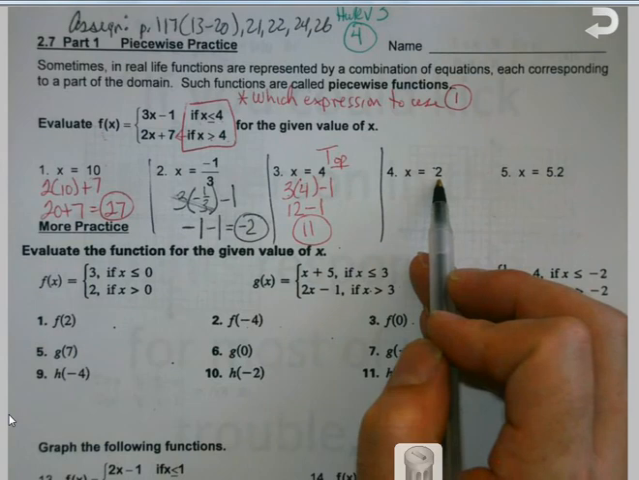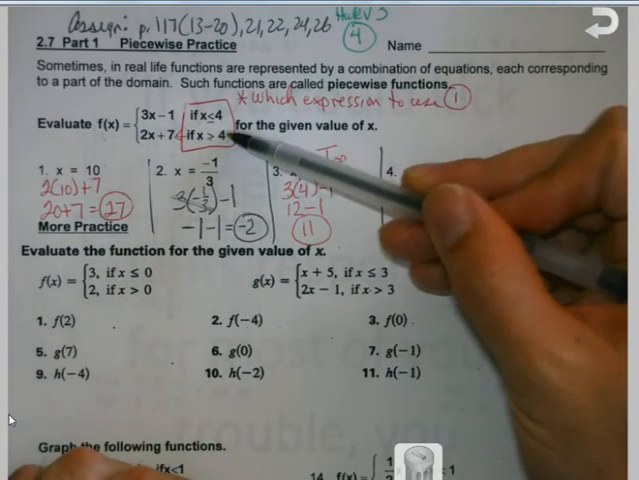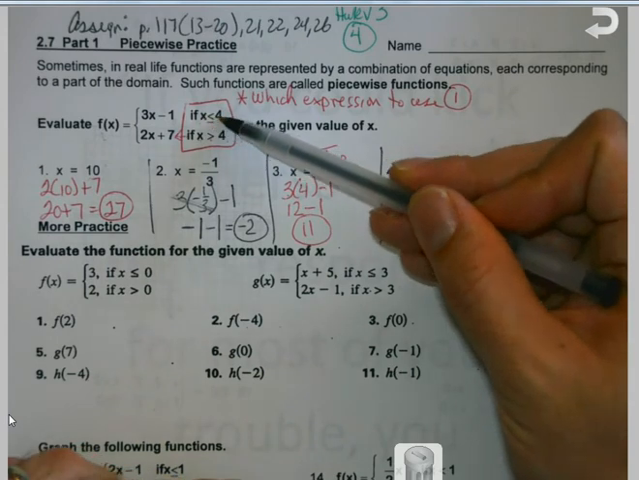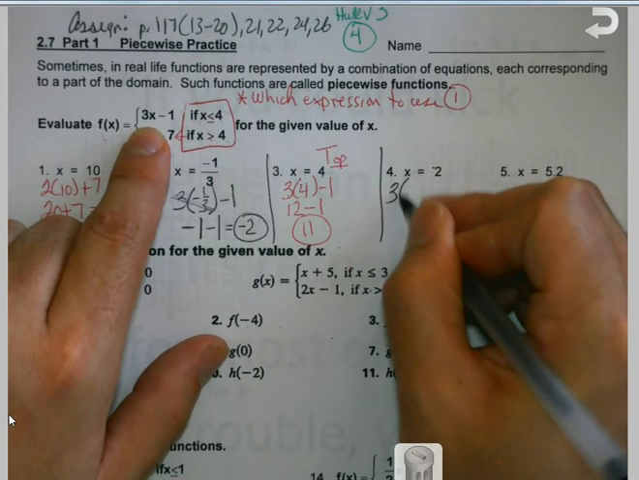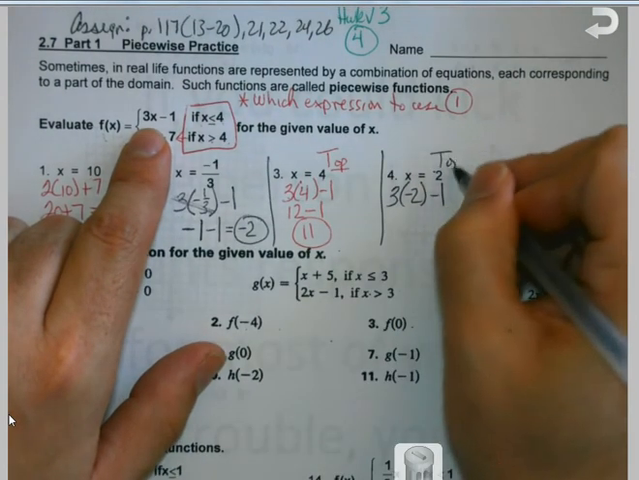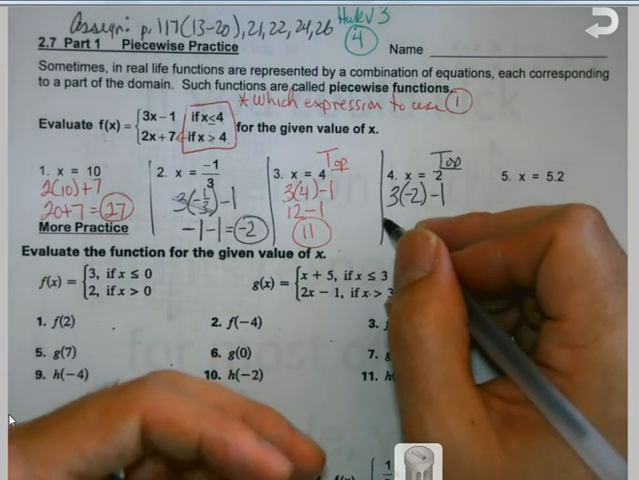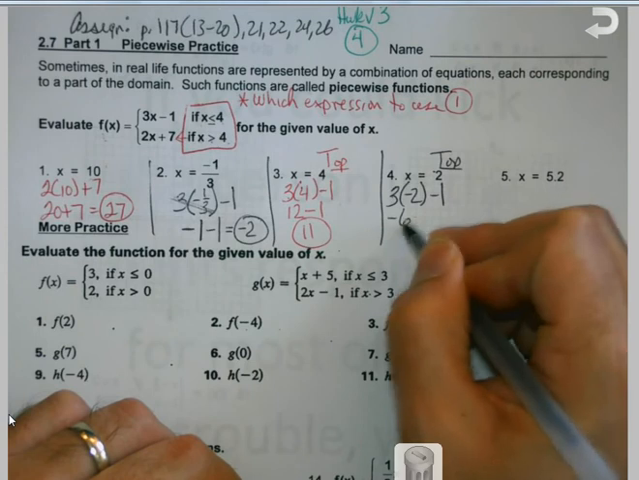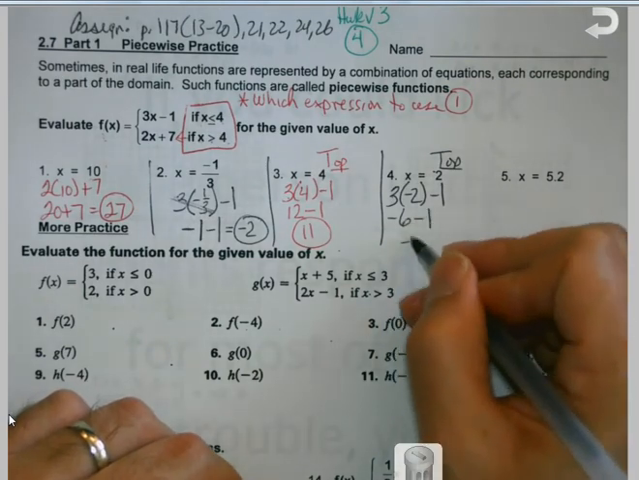X is negative 2. Which one of these does negative 2 fit into? The top one, because negative 2 is less than 4. You're like, dang, a lot of them are doing that one. So again, plug in the value. Again, we're on the top one here. And again, this is where if you do all this right, be very careful with your details. 3 times negative 2 is negative 6. And if I owe somebody $6 and I owe them another, now I owe them 7.